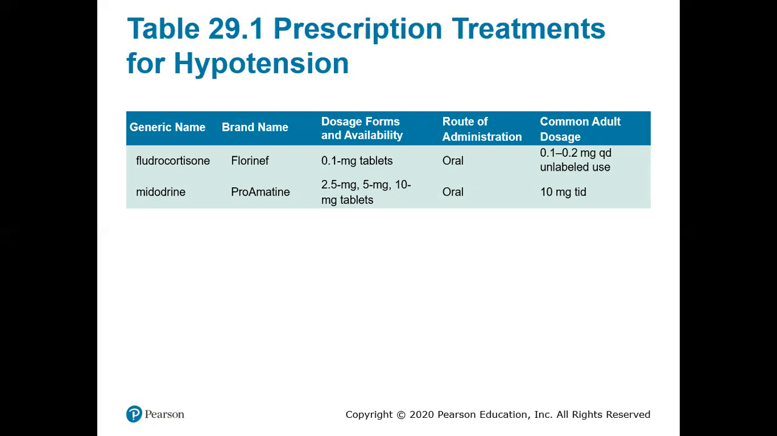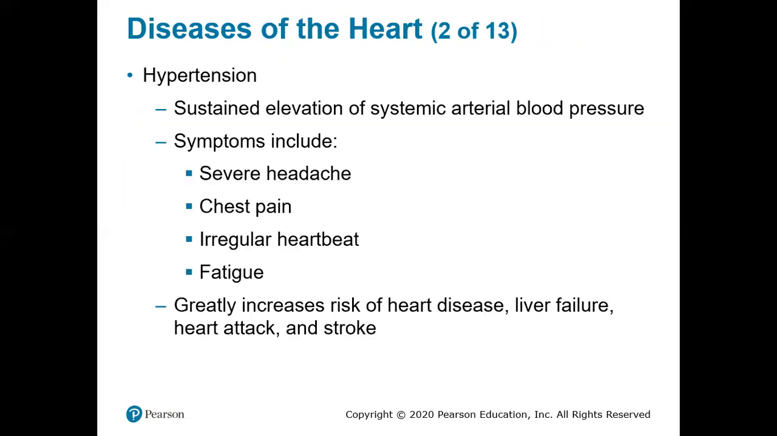So table 29.1 on page 464 details prescription treatments for hypotension. Then we're going to look at hypertension, which is a sustained elevation of systemic arterial blood pressure. Symptoms include severe headache, chest pain, irregular heartbeat, fatigue. Greatly increases the risk of heart disease, liver failure, heart attack, and stroke.